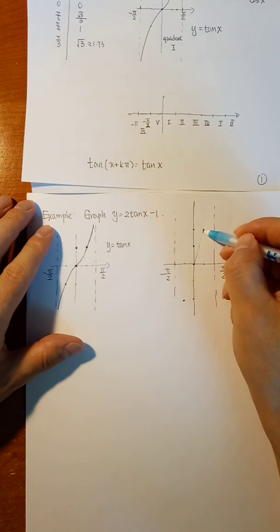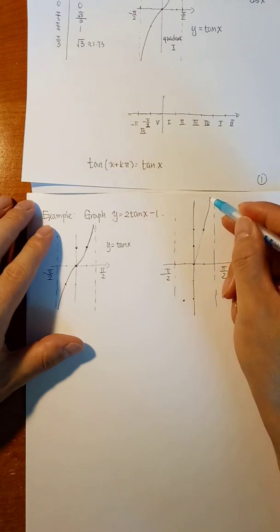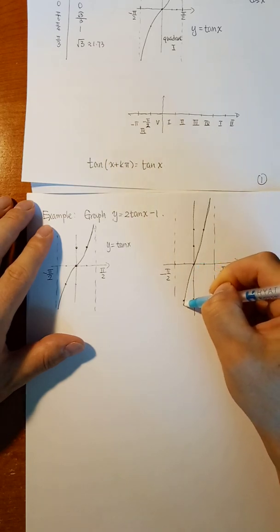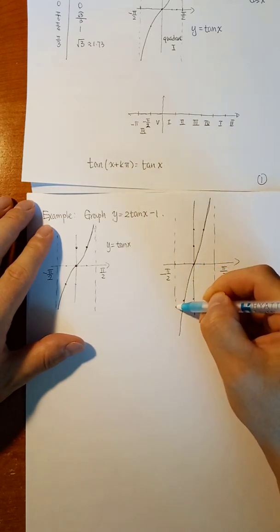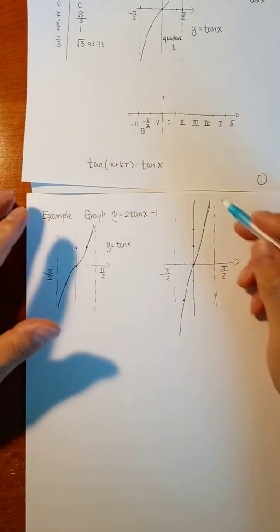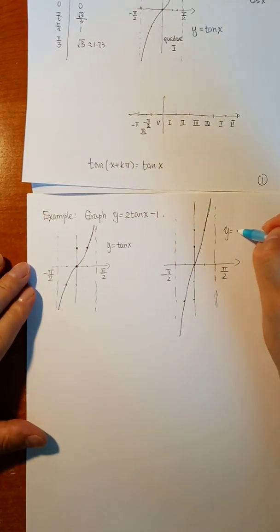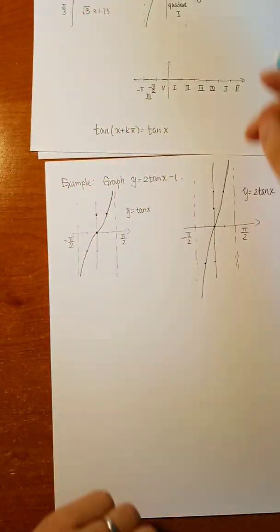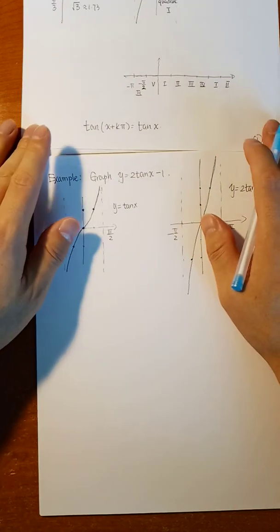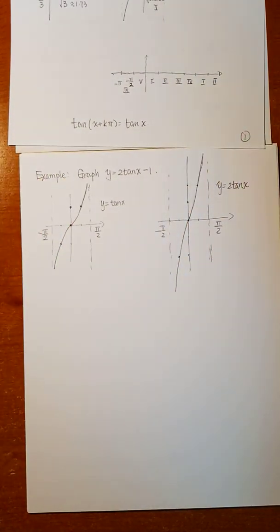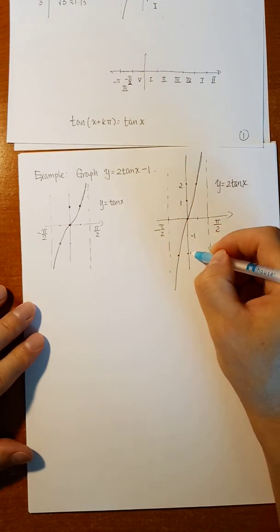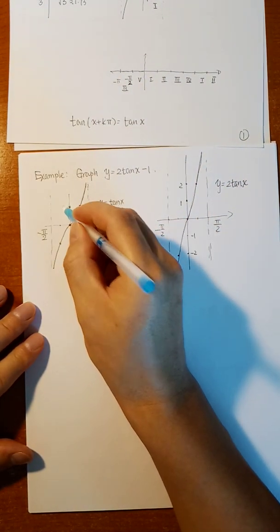So it's steeper, much steeper. Almost a straight line. Okay, this is y equals 2 tangent of x. So it's a vertical stretch. It's here: 1, 2, negative 1, negative 2.